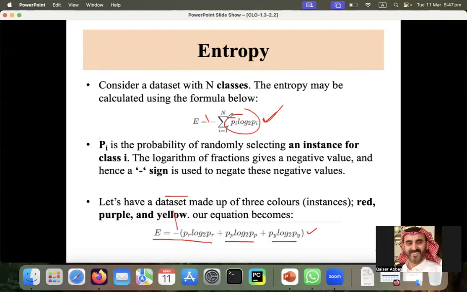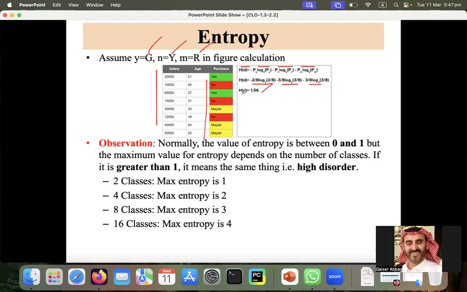We were saying that this Pi is the probability. Yes, it is probability. But when you are summing the values up, it is possible that you will have more than 1 for the entropy. So here the value of the entropy is 1.56. Normally, most of the time, you will get a value of entropy between 0 and 1.